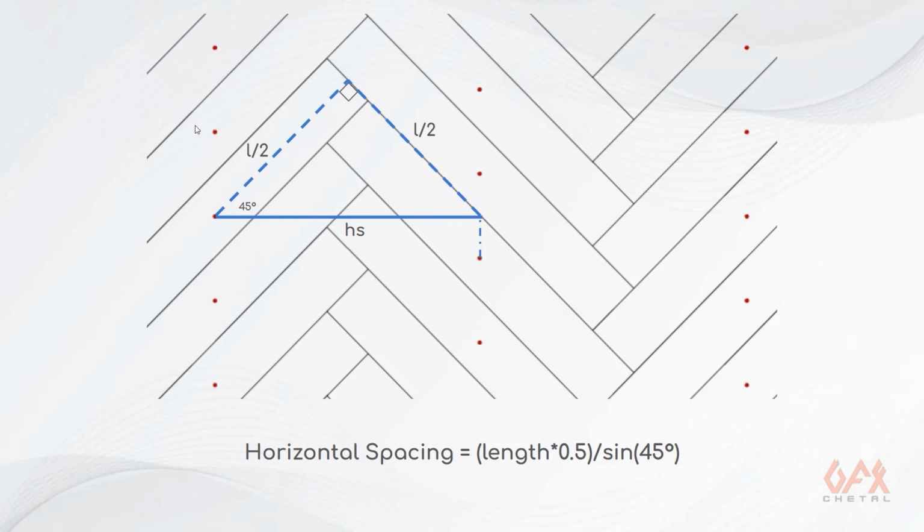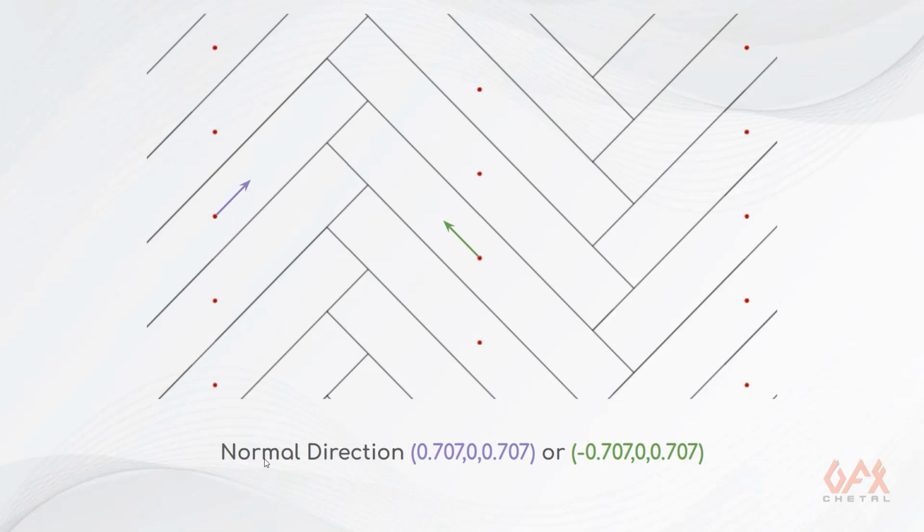Now the next step that we need to find out is the direction of the tile. Okay, so it is very easy. Likewise here we have this direction, and here we have this direction. So we need to find out the normal direction. Okay, so technically it should be 0.707 in x, 0 in y, and 0.707 in z. This is equivalent to sine 45, cos 45, like that. And here we have minus 0.707, 0, and 0.707.